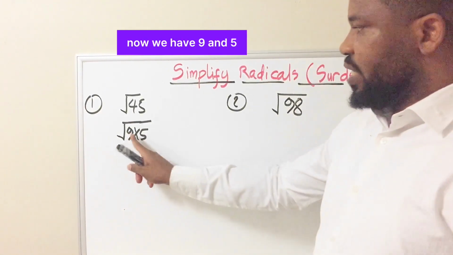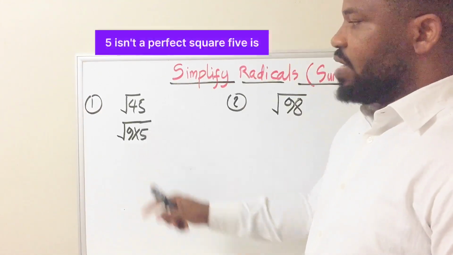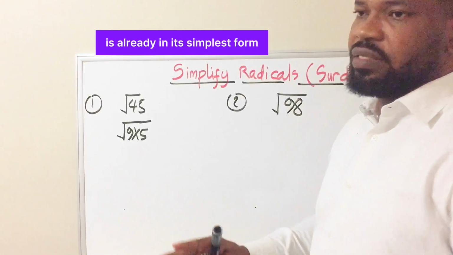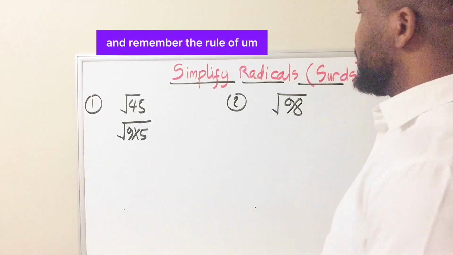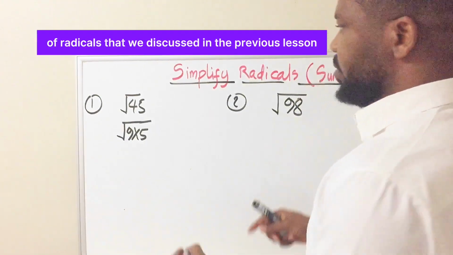Now we have 9 and 5. 9, of course, is a perfect square. However, 5 isn't a perfect square. 5 is already in its simplest form. And remember the rule of radicals that we discussed in the previous lesson.